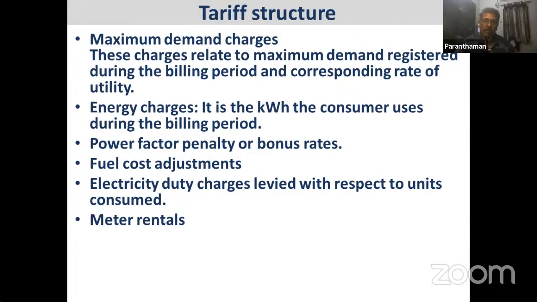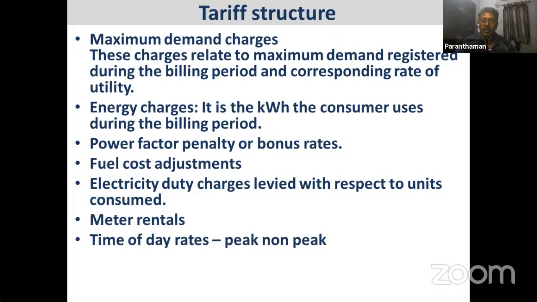Like BSNL was charging for the landline phone as rental previously. I don't know whether they are still utilizing that mode of payment.